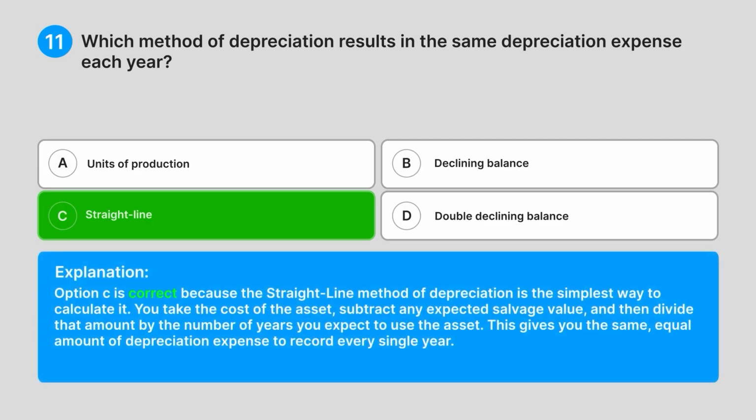Explanation. Option C is correct because the straight line method of depreciation is the simplest way to calculate it. You take the cost of the asset, subtract any expected salvage value, and then divide that amount by the number of years you expect to use the asset. This gives you the same equal amount of depreciation expense to record every single year.